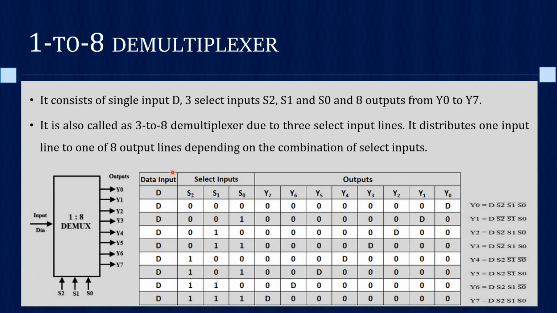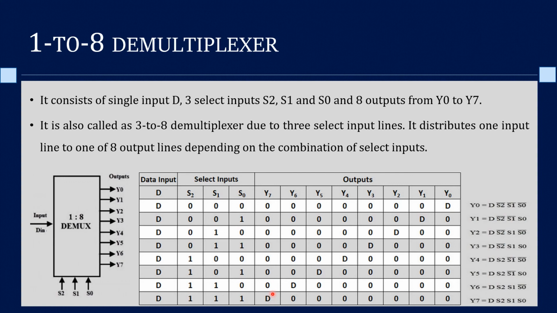So we'll be having only a single input, that is our D. We'll be having 3 selection lines, S2, S1, S0. If the combination is 0, 0, 0, then Y0 will be having the D value. For the combination 1, 0, 0, Y4 will be having the D value. Similarly, for the combination 1, 1, 1, Y7 will be having the D value. This is the truth table for the 1 to 8 demultiplexer.